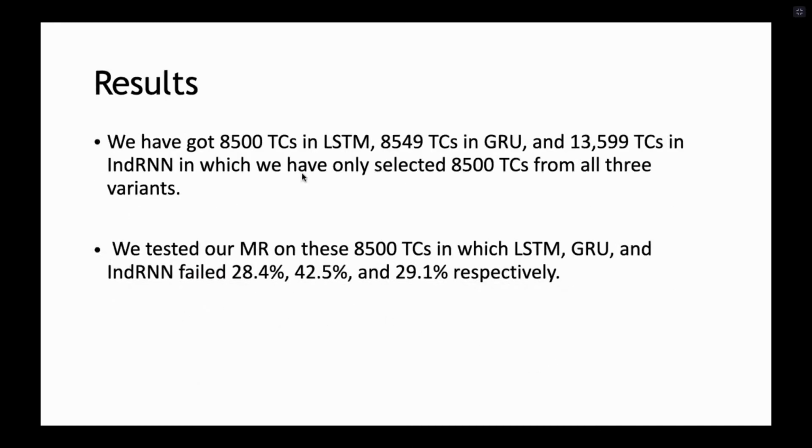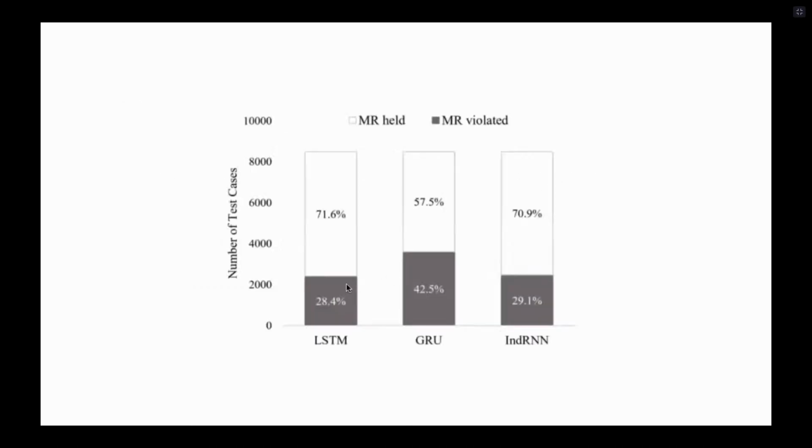So we have collected 8,500 test cases from all different variants of RNNs, and this is how results look. LSTM has failed over 28.4% of the test cases, while GRU failed 42.5%, and independently RNN has failed 29.1%. This shows that RNN is much more robust than the other 2 variants, GRUs, in this particular data and in this particular case of missing labels.